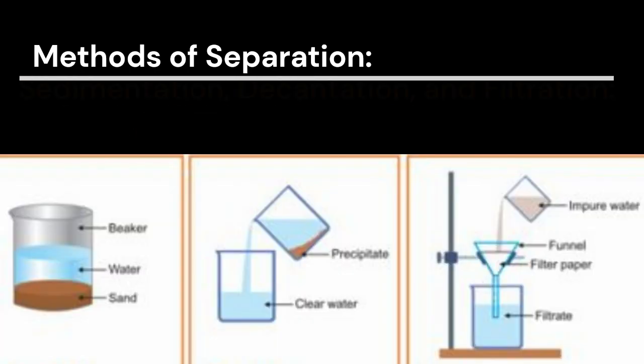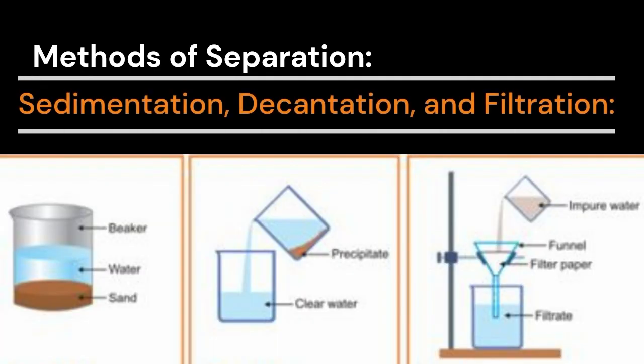The fifth method of separation is sedimentation, decantation, and filtration. Sedimentation, decantation, and filtration are methods used to separate solid particles from liquids. When a mixture settles and the heavier component sinks to the bottom, it is called sedimentation. Decantation involves pouring out the clear liquid while leaving the settled particles behind. Filtration is the process of passing the mixture through a filter to separate solid particles from the liquid.